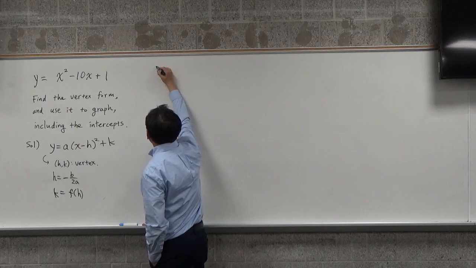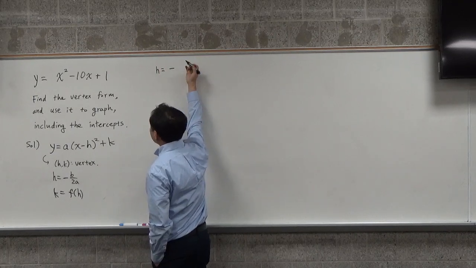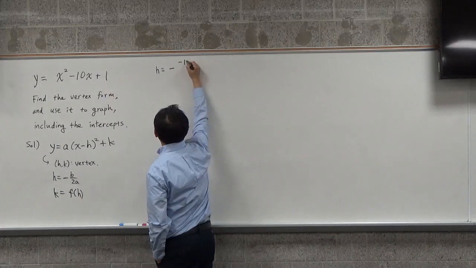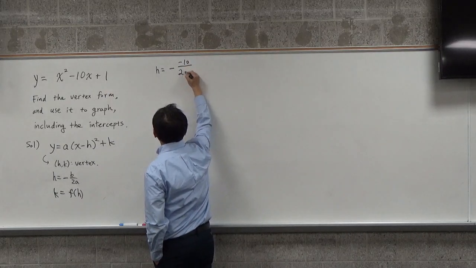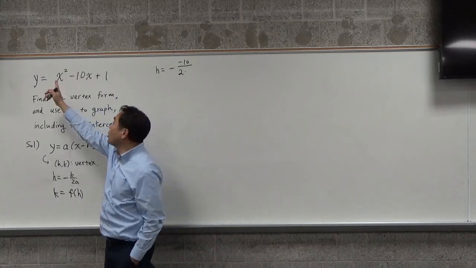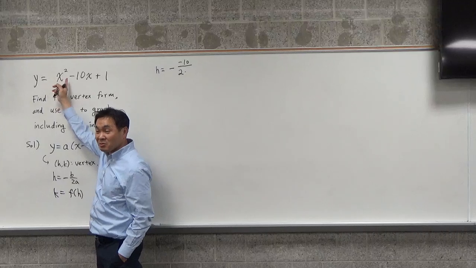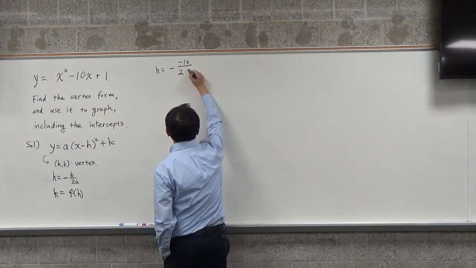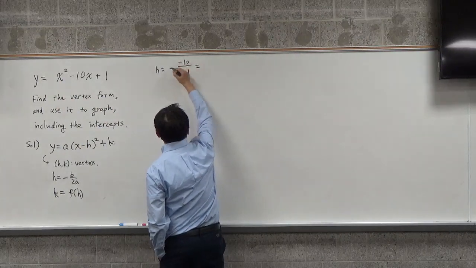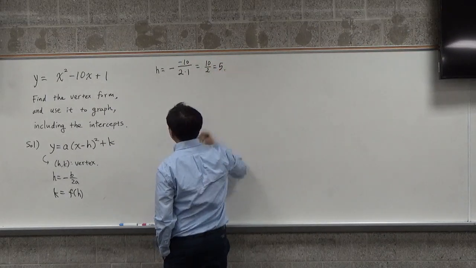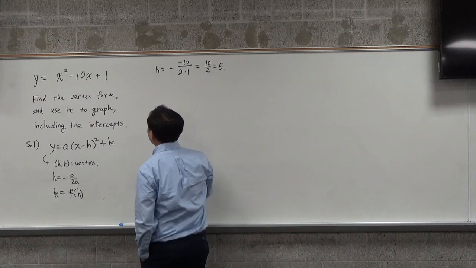We take h as negative b. What's b here? Negative 10. You have to include the sign. Over 2 times 1, because x squared has no coefficient. That means that it's 1 times x squared. That's how you think about it. And then the negatives cancel, so you get 10 over 2, which is equal to 5. That is going to be your h.